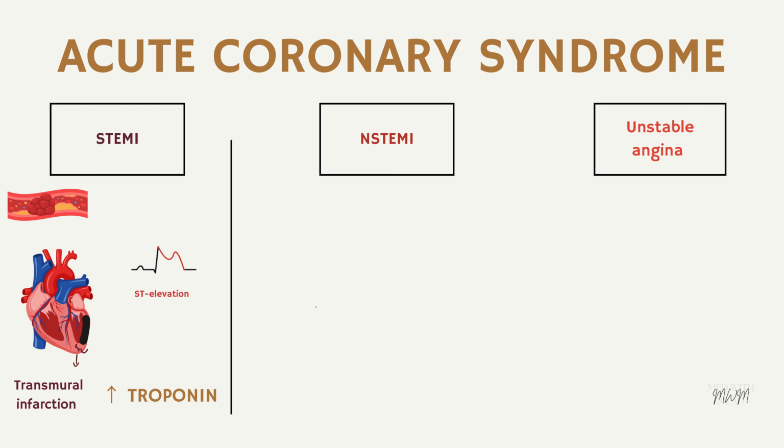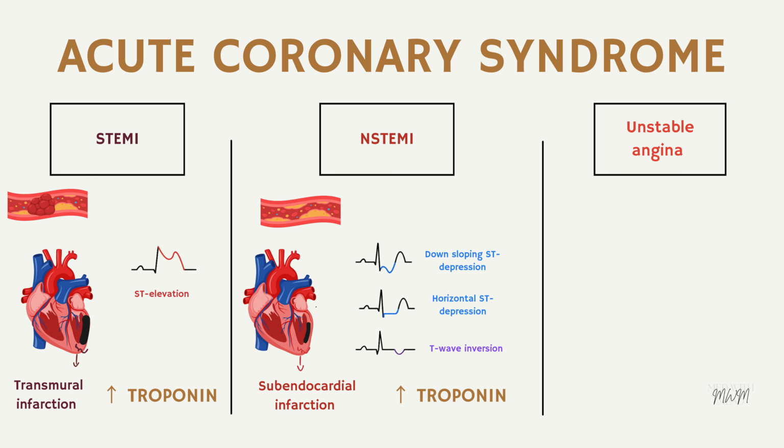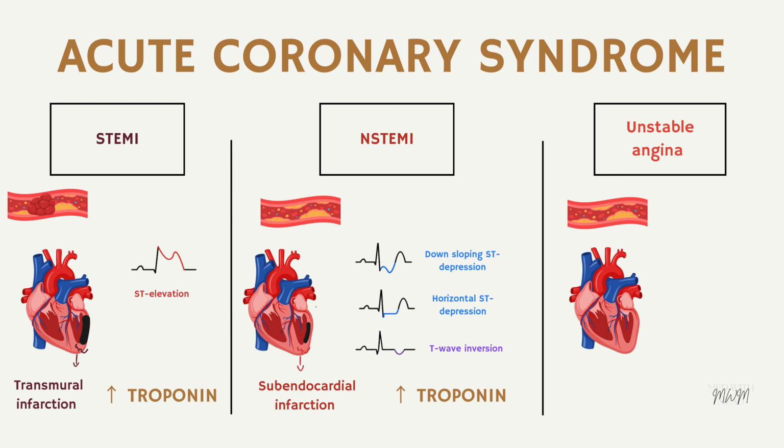myocardial necrosis. In NSTEMI, the occlusion is only partial, so it's a subendocardial infarction affecting just the inner layer of the myocardium. The ECG typically shows T-wave inversion or ST segment depression, and the troponin is also elevated here. Finally, in unstable angina, there is also a partial occlusion but no myocardial cell death. That's why troponin remains normal and there is no ST elevation, only ischemia, no infarction.